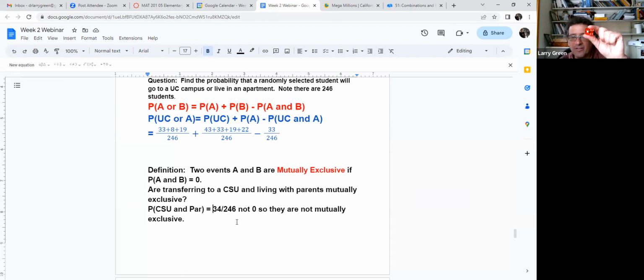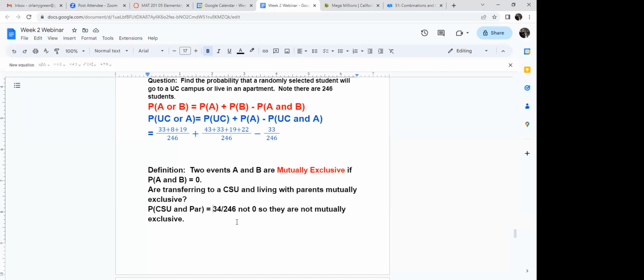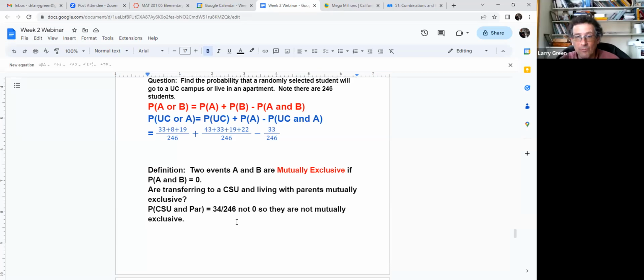Okay, those are mutually exclusive because the probability that you land on an even number and a 3 is 0. That can't happen, right? So in a nutshell, mutual exclusivity is basically: do the events have overlap or not? And if they have overlap, then they're not mutually exclusive. Yeah, in words, that's true.